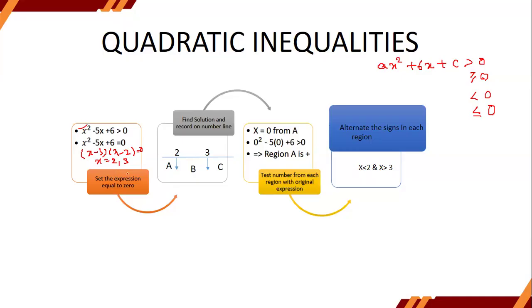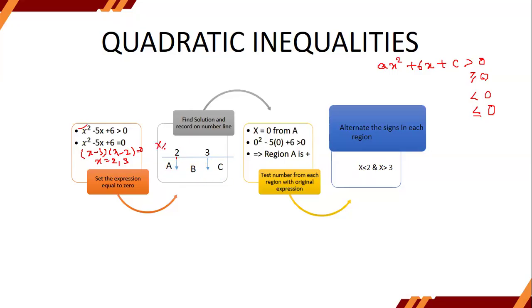Now, once you have the solution, put them on the number line. So we kept them on the number line, 2 and 3. Once you have this solution on the number line, this will create certain zones. And here we can see how many zones? We have 3 regions: region A, region B, and region C.